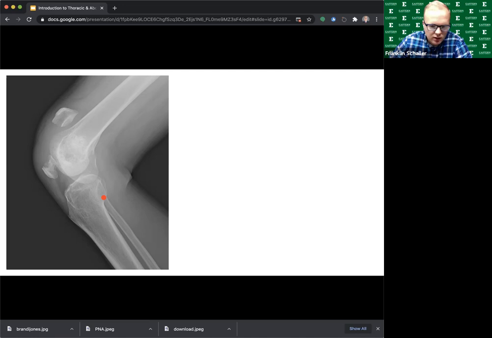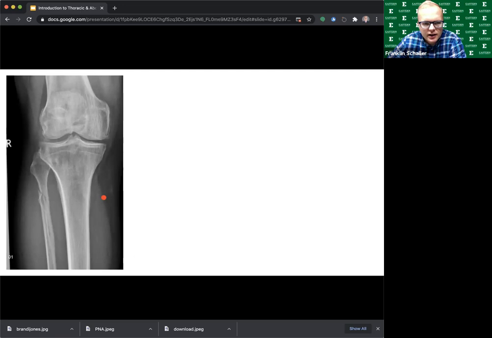A 29-year-old male was playing soccer, had the right leg twisted, and is now complaining of right knee pain radiating all the way down the shin. On exam, there's very mild edema to the right lower leg. Very mild tenderness noted to the lateral lower leg, otherwise unremarkable. You get an x-ray of the knee. How's that looking, guys?